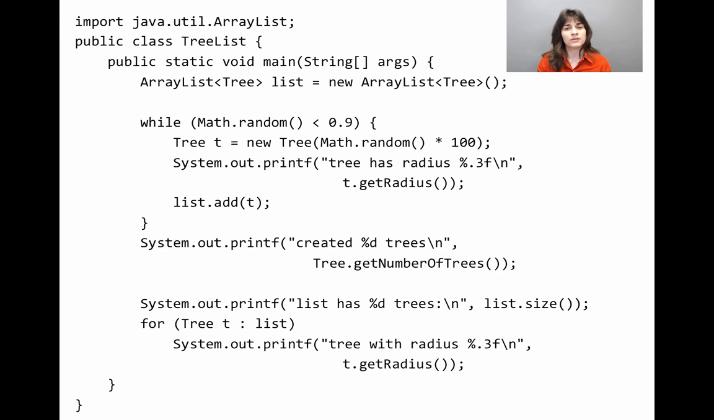Probably the most important part of this program is at the very end, where we have written a for each loop that goes through all of the elements of the ArrayList and prints a specific characteristic of each of the trees. We invoke the getRadius method of every Tree object stored in the ArrayList, and we print the radius. This is the main point that you need to hold from this example, the use of the for each with the ArrayList.